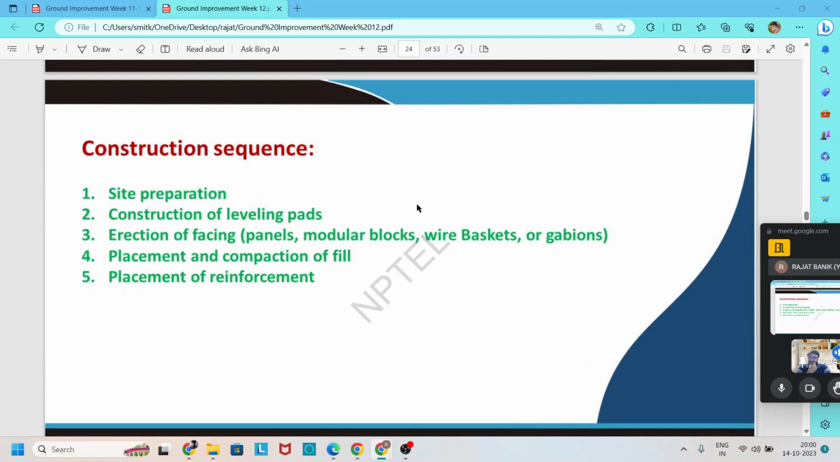After that, we discuss the sequence of construction. First, we discuss the site preparation. Then we discuss the construction of the leveling pad, and then the erection of facing, placement and compaction of fill, and placement of reinforcement.